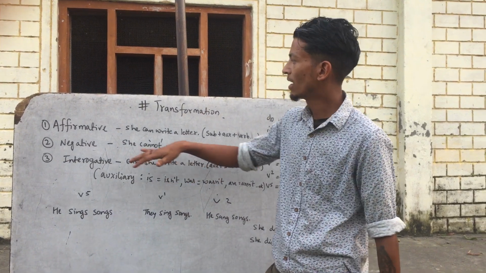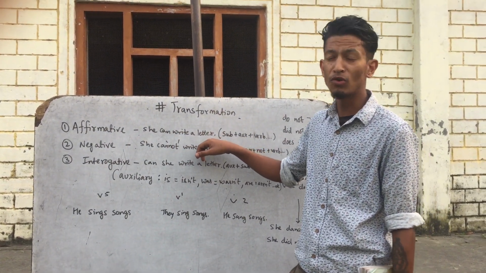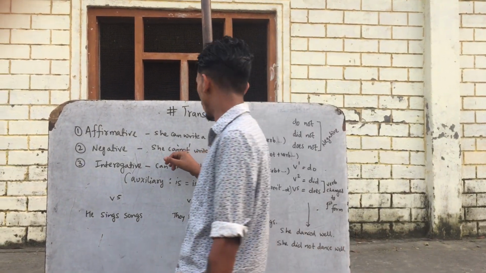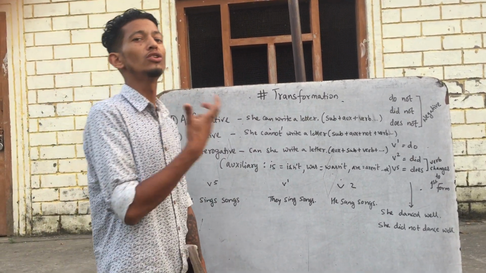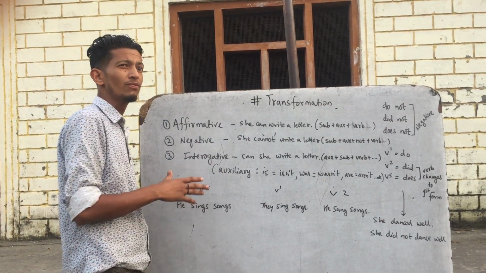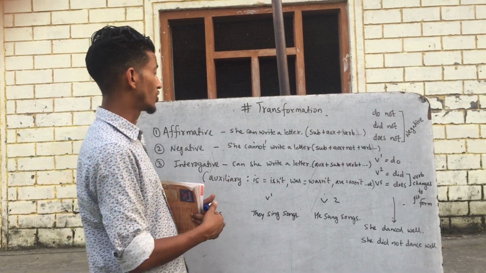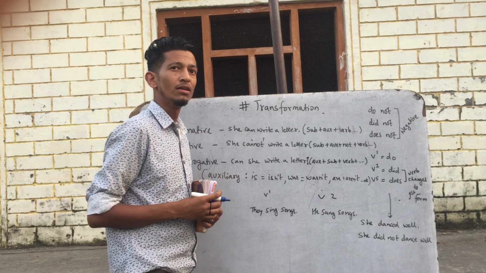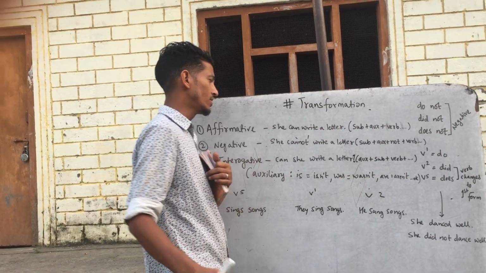So let's say in affirmative I have written she can write a letter. So the negative form would be she cannot write a letter. So there is not in the sentence. So wherever there is not in a sentence, that turns into a negative sentence. And then interrogative sentences are also called yes/no questions, where there is a question mark at the end of the sentence.